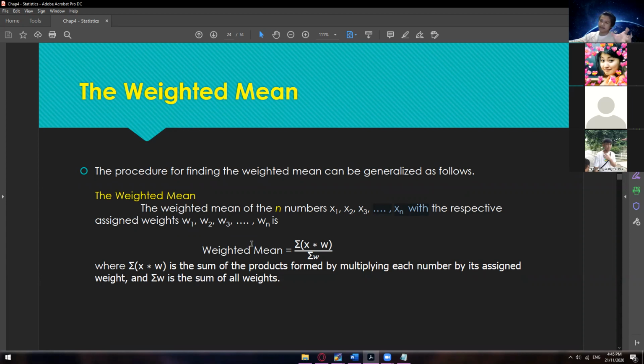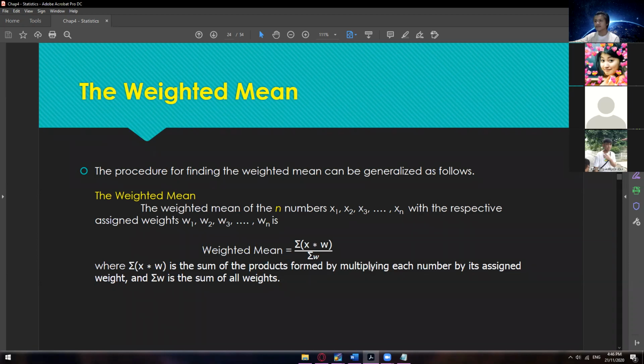Every data has an equivalent weight, especially if they are coming from different categories, like the one that we had before, the quiz and then the exam. The weighted mean is equal to the summation of x times w, divided by the summation of the weights. Again, your divisor here is the summation of your weights, not the count of your data anymore. The summation of x times w is the sum of the products formed by multiplying each number by its assigned weight, and the summation of w is the sum of all weights. I hope this is super clear, and I think you guys will not be having a problem here since this is super straightforward.